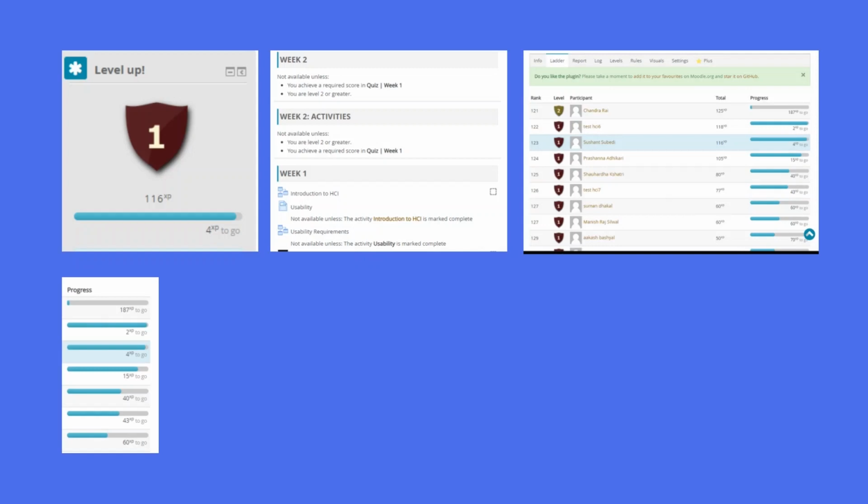Here are a few examples of gamification elements used in the current MOOC system. The first one is level. The second one is a different weeks unlocking system based on how the user performed in previous weeks. The third one is leaderboards showing different leaders, different points on different leaderboards. The final one is a progress bar showing how many points are required to go to the next level.